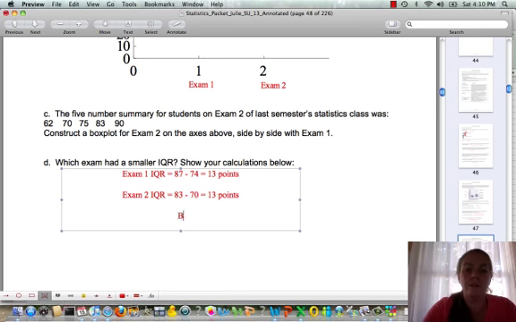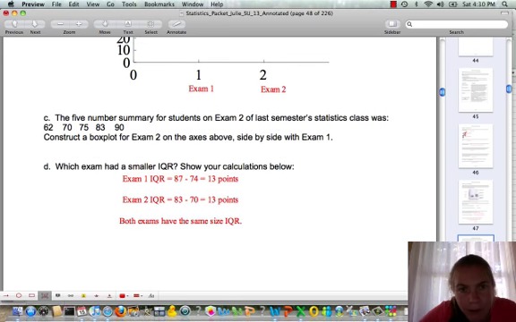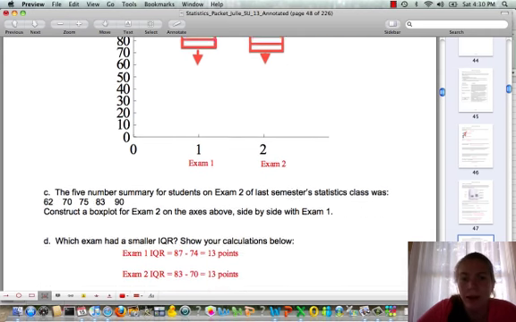So in this case, both exams have the same size interquartile range. And so if you look back at our box plots, hopefully yours are drawn a little bit better than mine, you can see the boxes are about the same distance in the drawing. And remember, no drawing is ever going to be perfect, but I think you could draw better than I did with a computer.